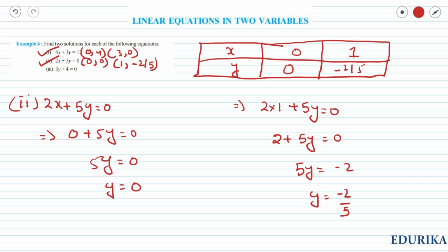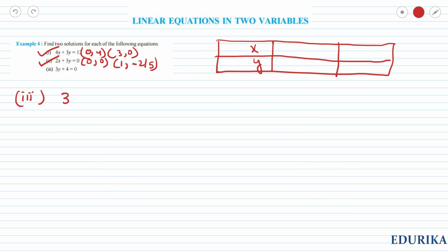Fine. Now let's look at the third bit. So in the third bit, the question is 3y plus 4 is equal to 0. So this is a linear equation in one variable, right? So what we will do here is we will convert this equation into two variables and then we will solve it. I hope you know how to convert it. You just need to add x and multiply that x with 0. So you get here 0 into x plus 3y plus 4 is equal to 0. This is the equation now.